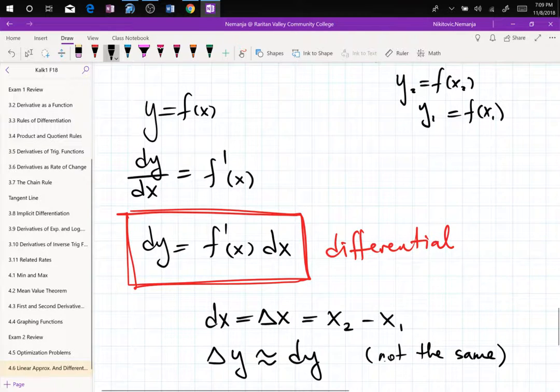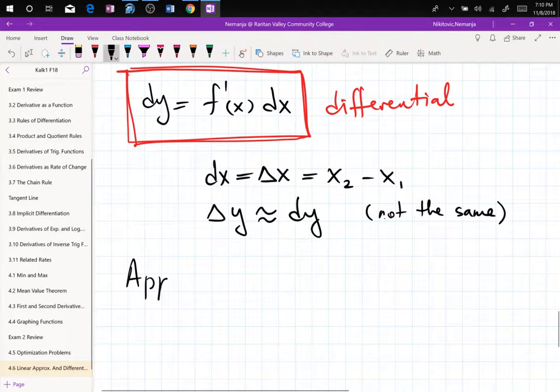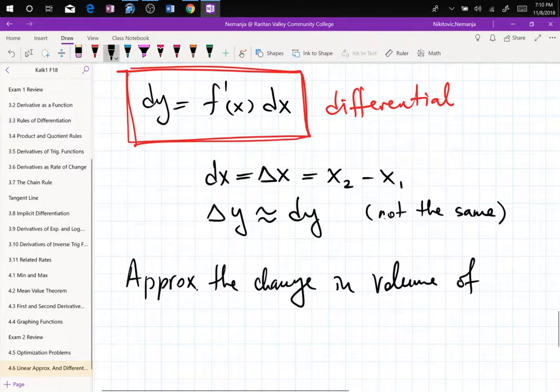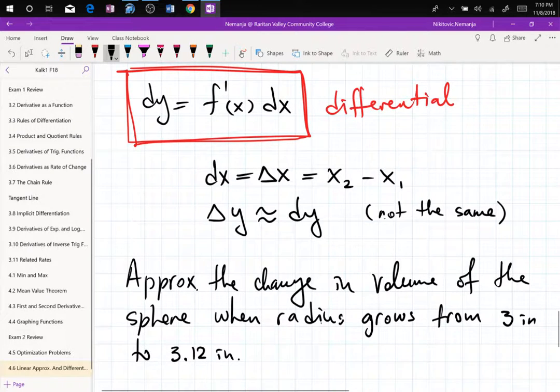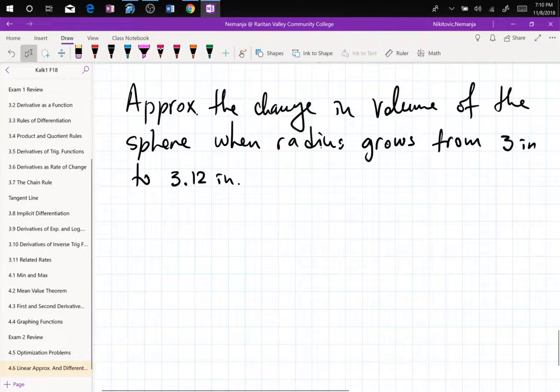So let's take a look at an example of this. Approximate the change in volume of the sphere when radius grows from 3 inches to 3.12 inches. So you see that radius grew a little bit, right? From 3 to 3.12. And clearly, the volume of the sphere is larger. And we just want to know by how much.